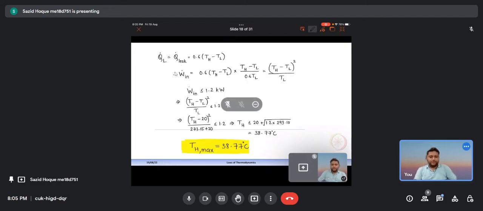Now we are checking that for sufficient cooling, at least the whatever heat we are sucking from the house has to be equal to the whatever is leak. So leak is given in terms of TH TL, so it will come as a square, and you can solve it. Whatever positive value you are getting, you have to take 38.77 around this point.